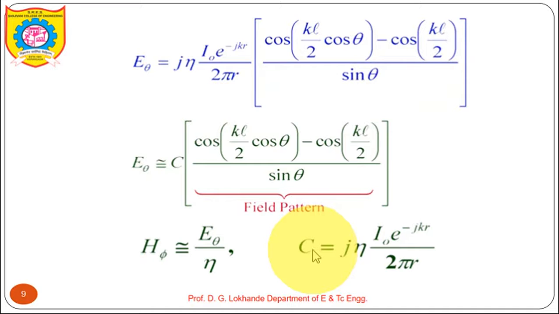Whereas H of phi is E theta upon the eta value. In a similar manner, we obtained the relationship between E theta and H phi in the far field, where H phi is approximately equal to E theta upon eta, which is the intrinsic impedance available there, and where C is the constant.